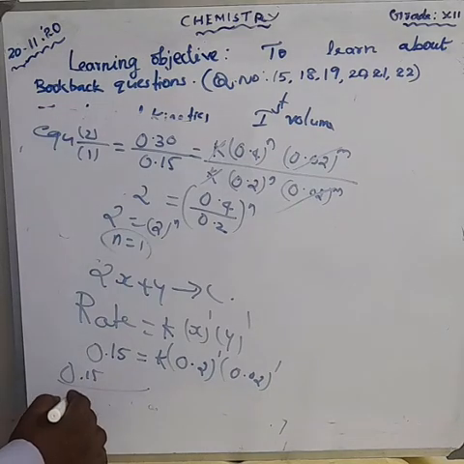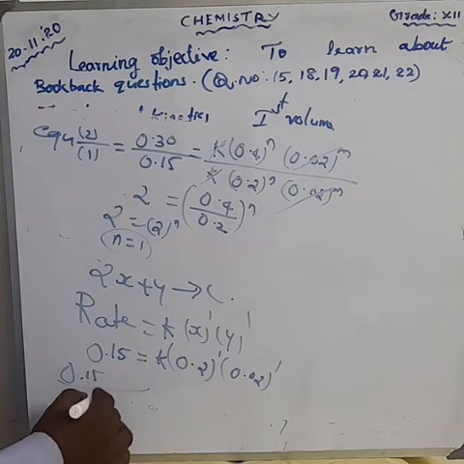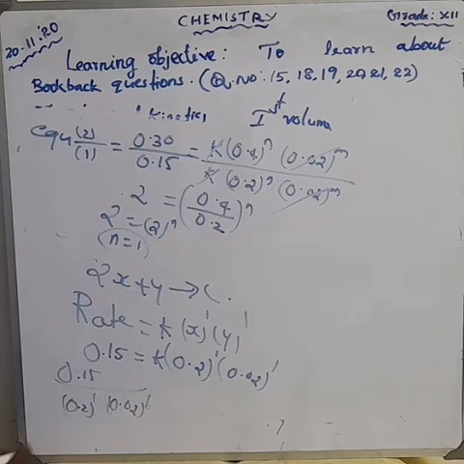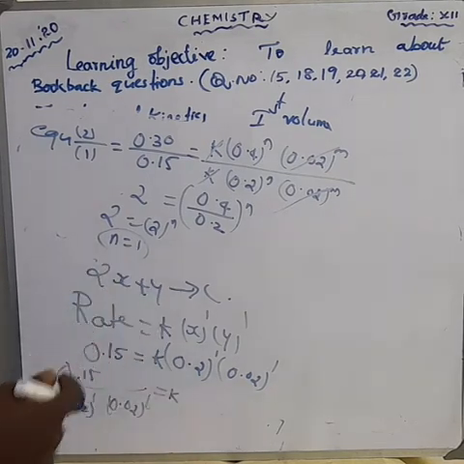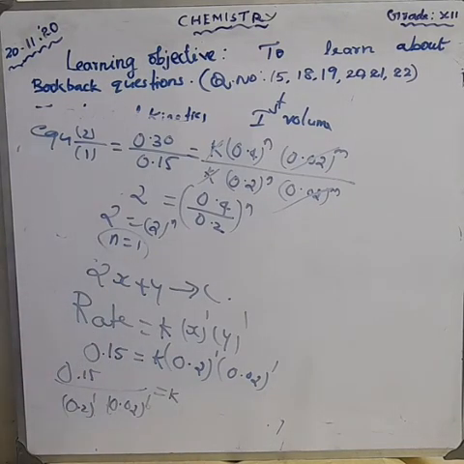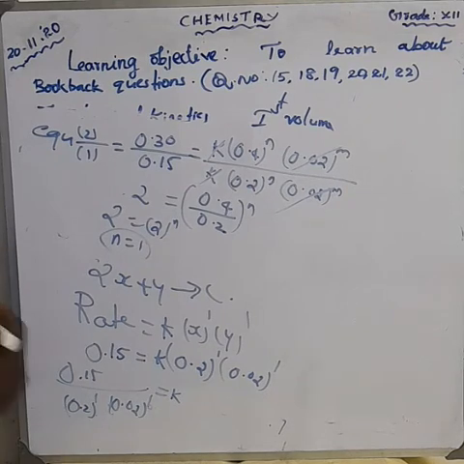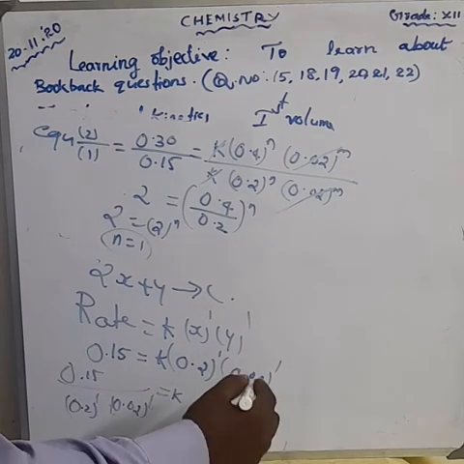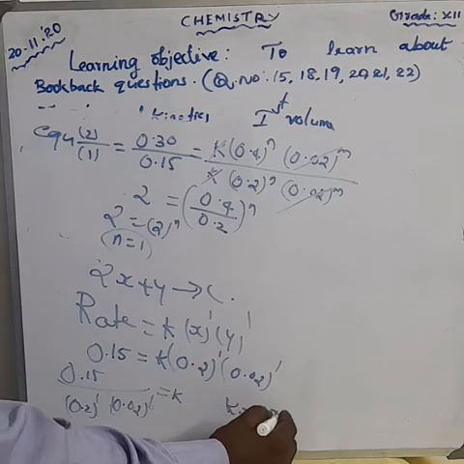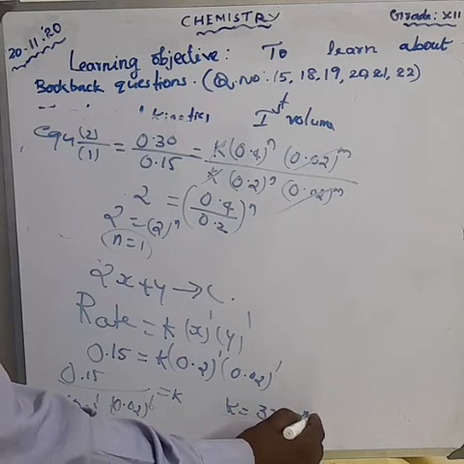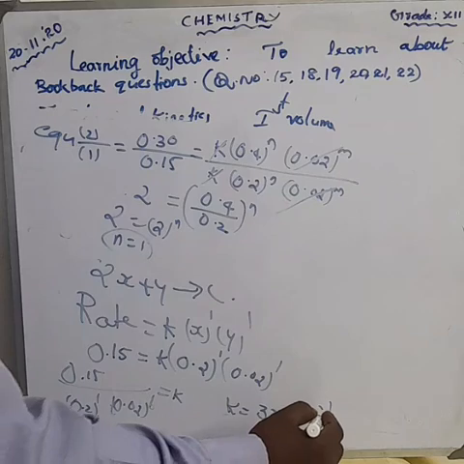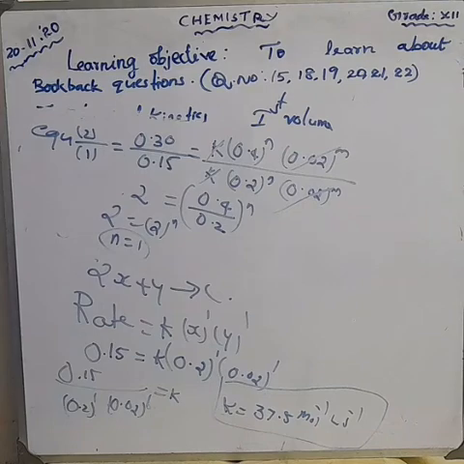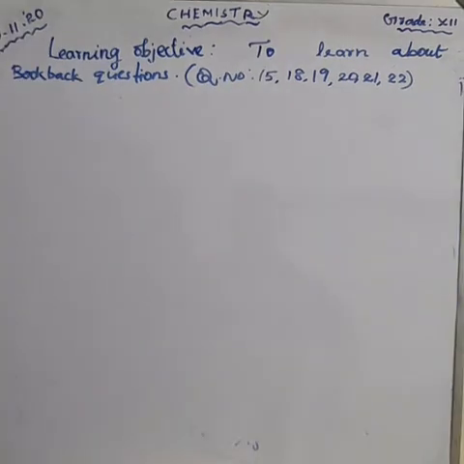So we can write it as 0.15 divided by 0.021. Okay? That is, it can be taken as K. So, as per dividing, K is equal to 37.5 mole inverse, and also as per the unit, L s minus 1. This is the answer for K. Okay? The rate. Next, question number 21.